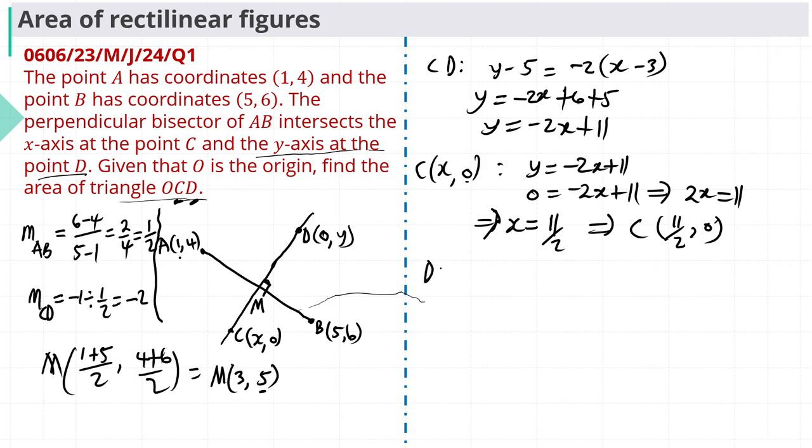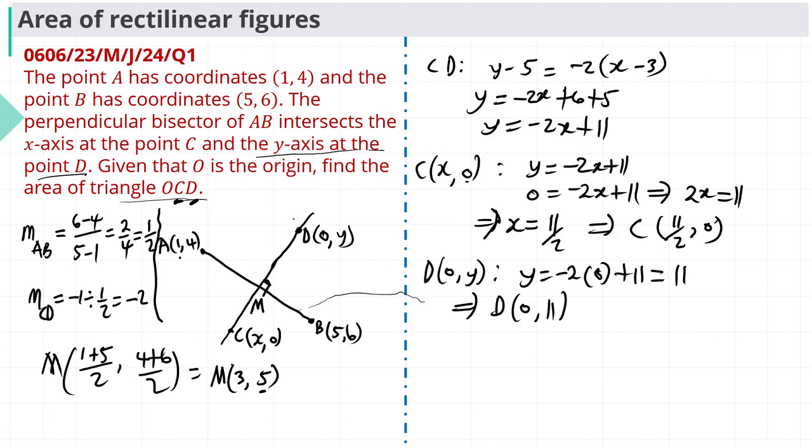Also, we have the coordinate D (0, y) on the line, and so we can substitute this coordinate into its equation. y equals minus 2 multiplied by the x value 0, plus 11, and that gives y to be 11. It tells us that the coordinate of D is (0, 11). Now we are to find the area of triangle OCD.